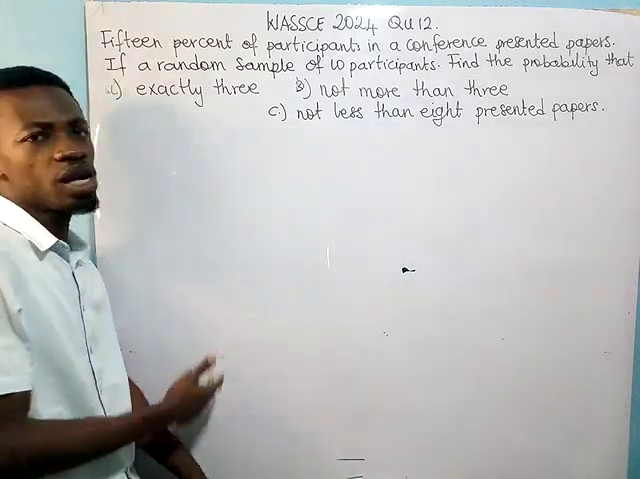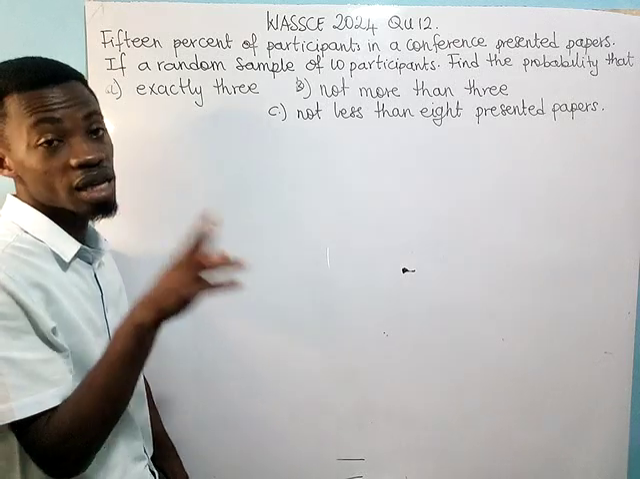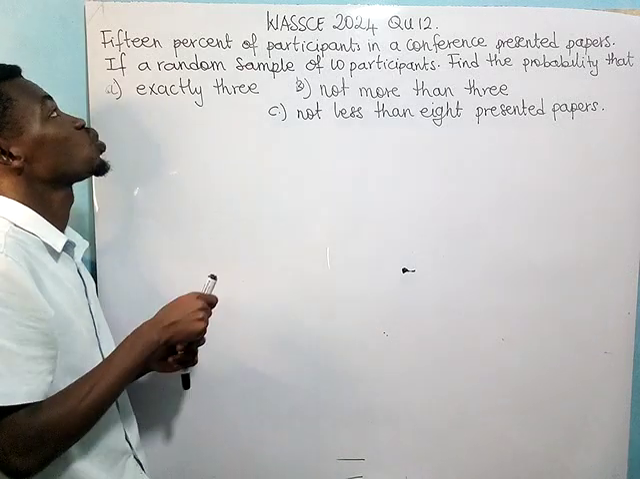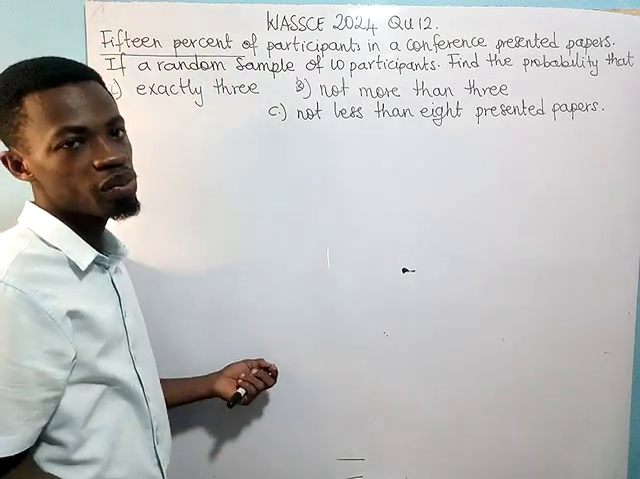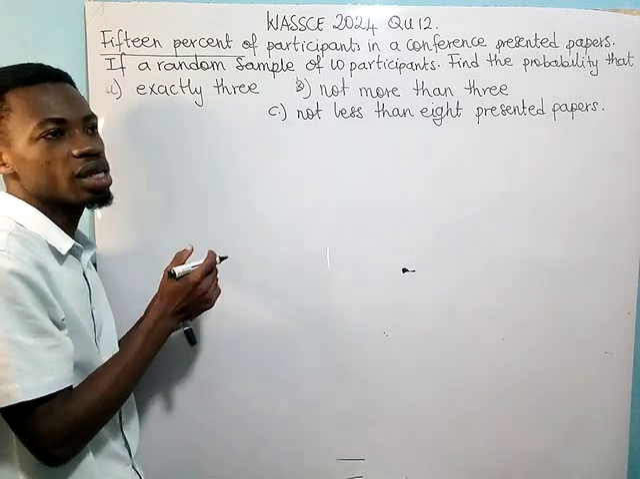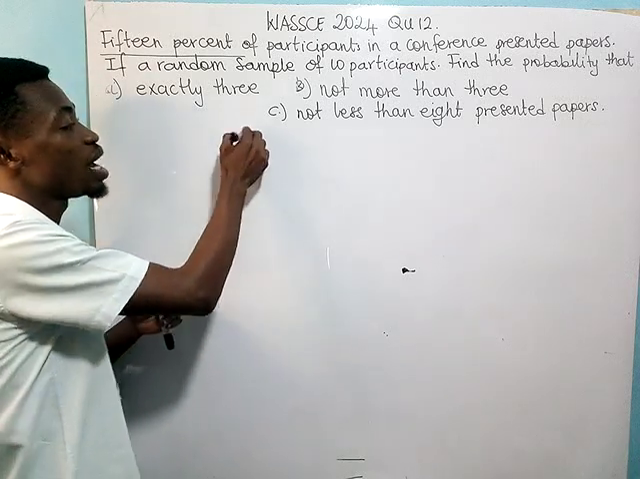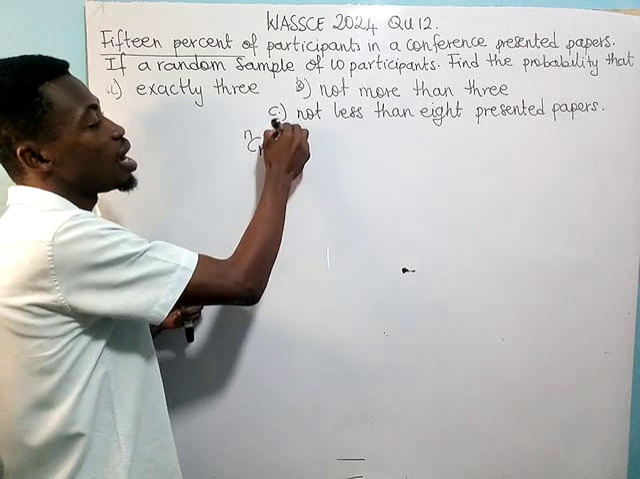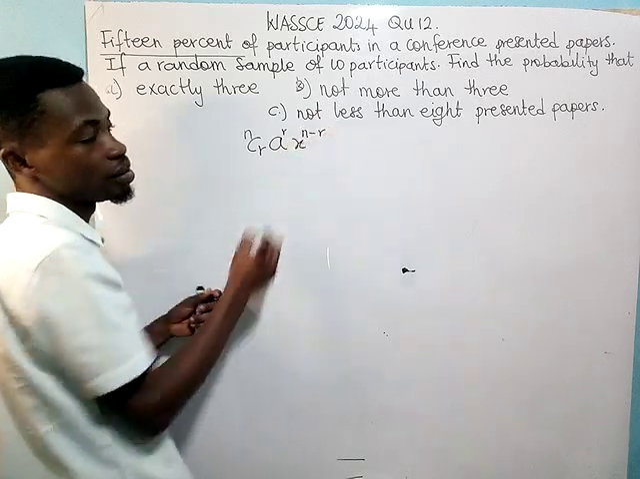This falls under binomial distribution, in the sense that we have two mutually exclusive outcomes: those who presented papers and those who did not. Under such questions, we use the theory we learned under the binomial theorem, where the general term is n combination r, a to the power r, then x to the power n minus r.